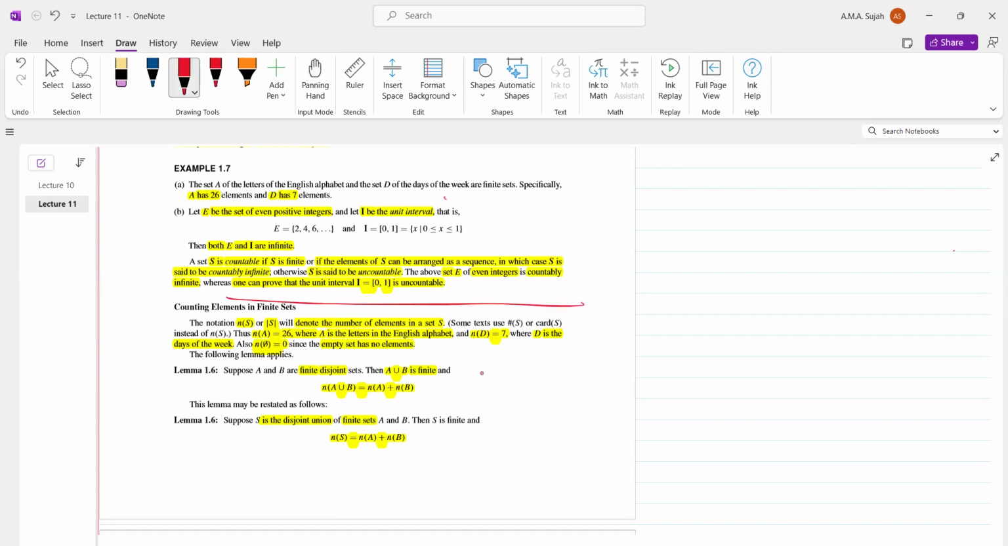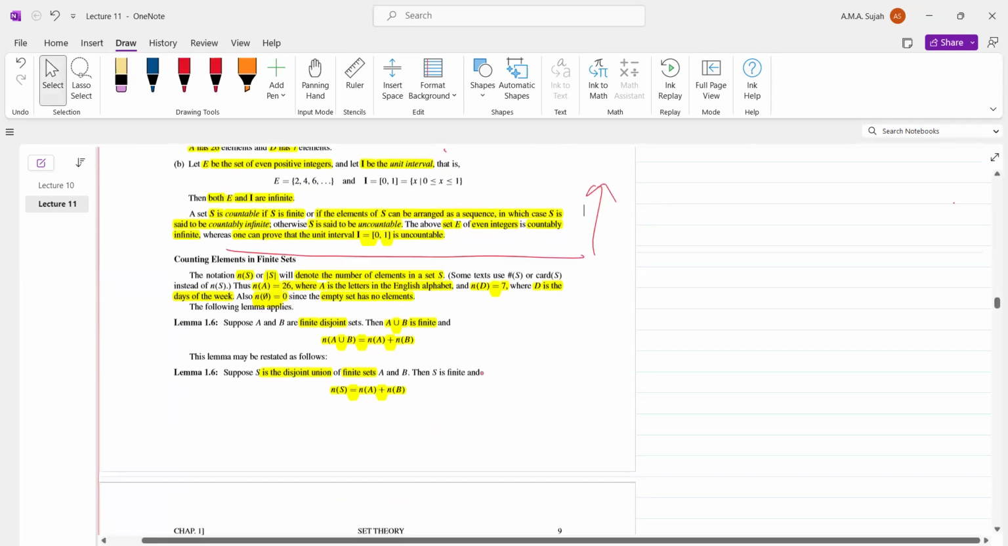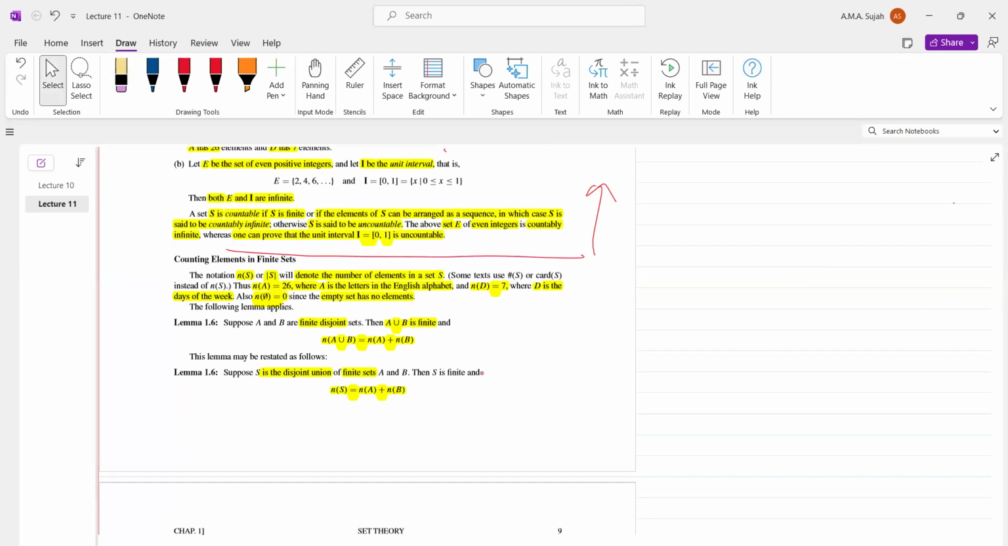Okay, now complete this until this portion, right? Okay, now next we will look at what is a finite set, what is an infinite set, what is a countable set, what is a countable infinite set, what is an uncountable set, right? Uncountable means that is not a countable set.